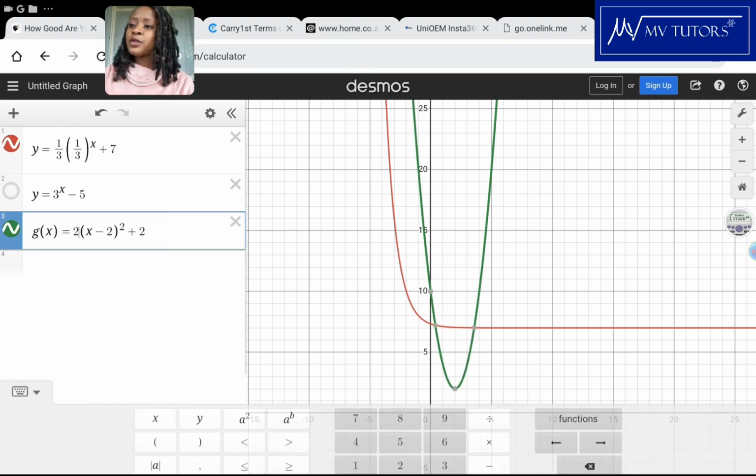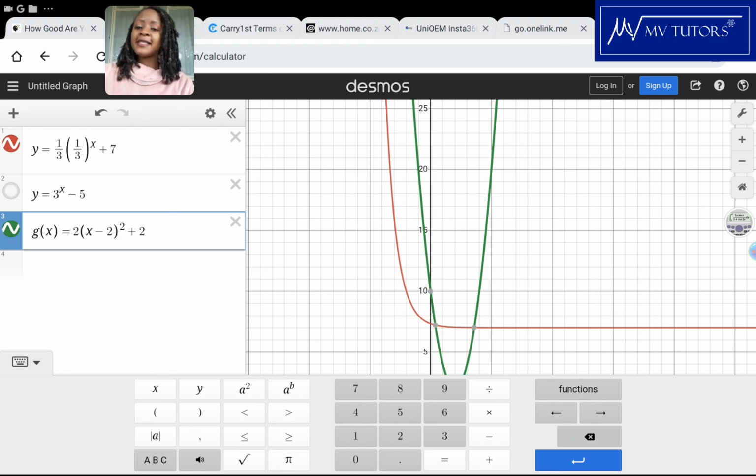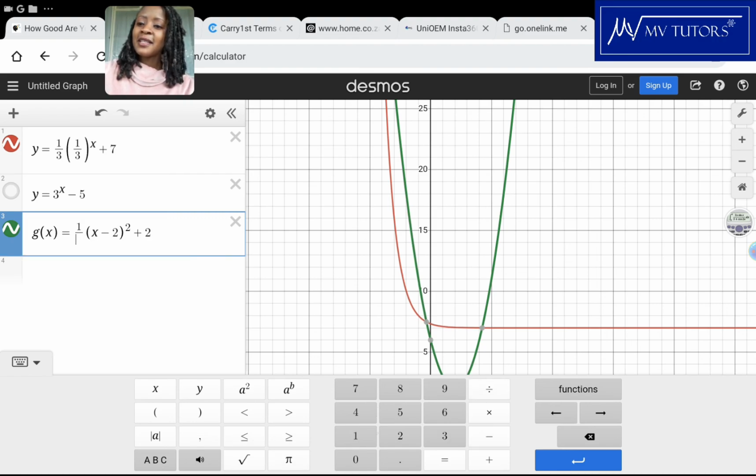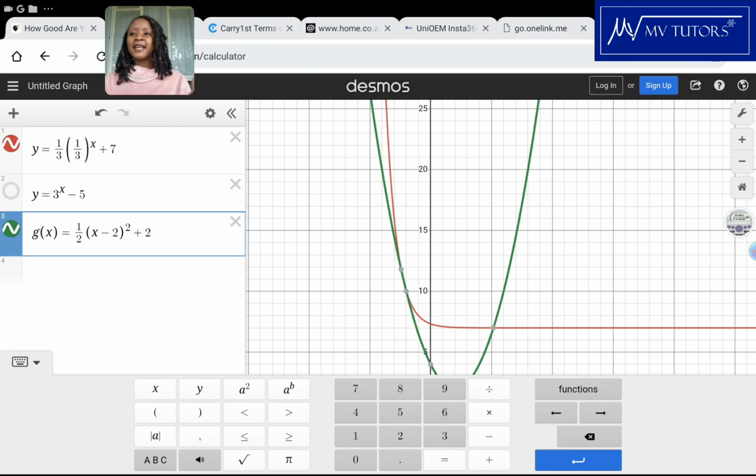Like if I remove the 2, it's going to be flatter. Okay, if I put a half, it will be even more flat. I mean wider. Okay, the smaller your number gets, the wider your function becomes. The bigger your number gets, the coefficient of x squared, the narrower it becomes. Okay, so these are things that you can actually see as you use this Desmos functionality.